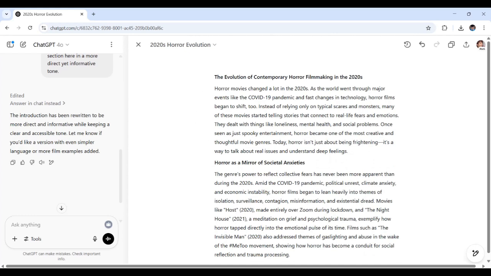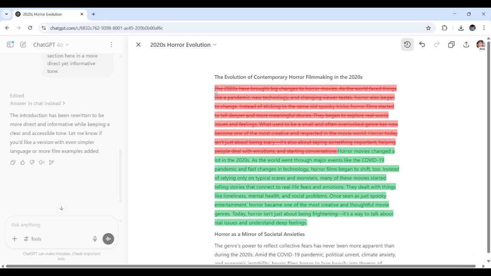See how the approach with the paragraph looked? Okay, let me show you. So the before I would read out loud, okay? The 2020s have brought big changes to horror movies as the world faced things like a pandemic, new technology, and changing viewer tastes. Horror also began to change. Instead of sticking to the same old spooky tricks, horror films started to tell deeper, more meaningful stories. They began to explore real-world issues and feelings. What used to be a small and often overlooked genre has now become one of the most creative and respected in the movie world.